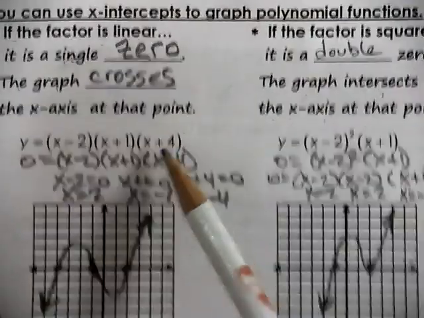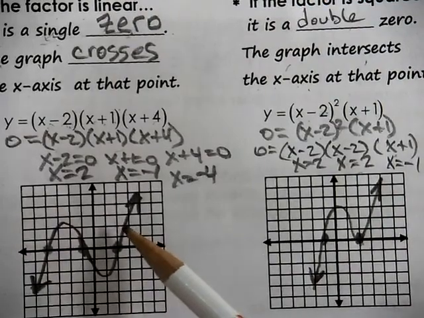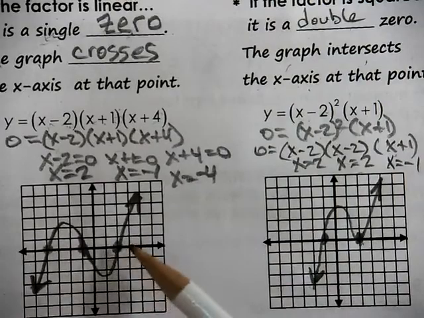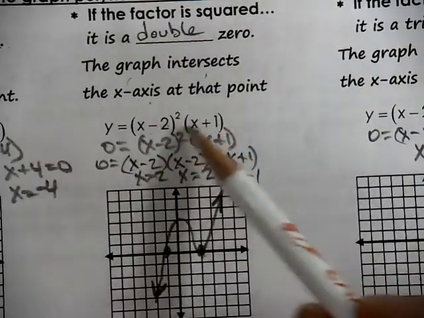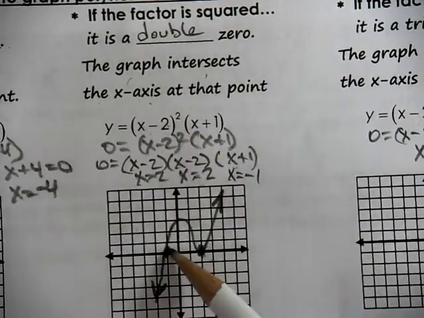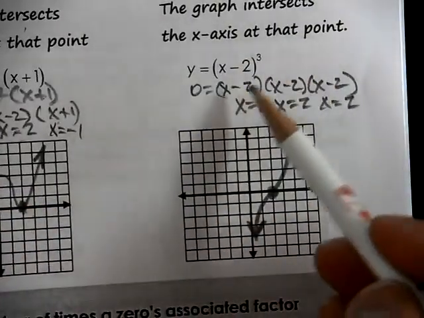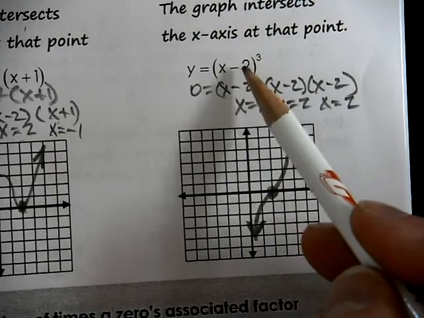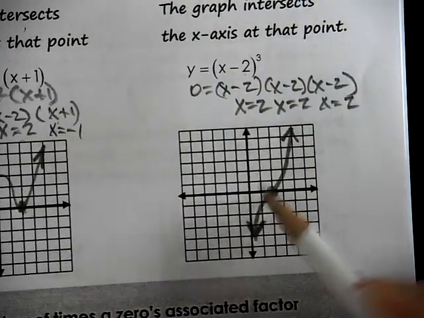So the more complex the equation is, the more movement you get in the graph. Here we have 3 different sets of parentheses. We're going to have 3 different intercepts. Here we have 2 different sets of parentheses. We're going to have 2 different x-intercepts. And here we have 3 of the same factor, really 1 set of parentheses. So you're going to have 1 intercept.